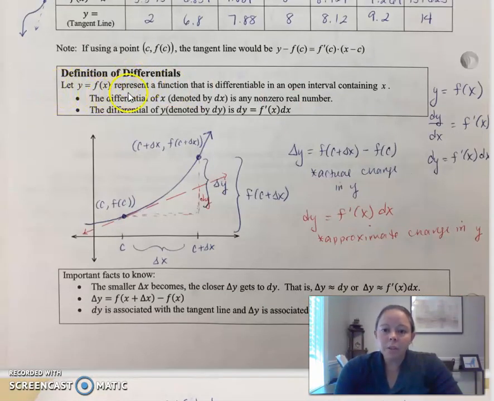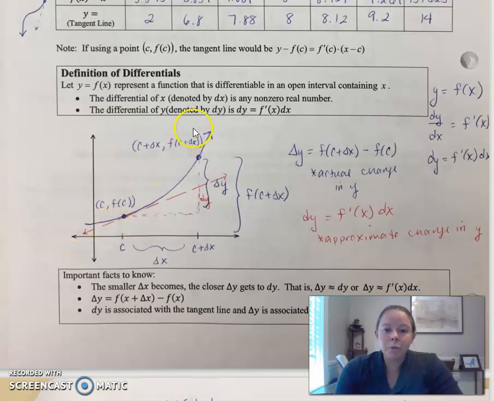Okay, so the definition of differentials. Let y equal f of x represent a function that is differentiable in an open interval containing x. Remember, the word differentiable means you can find the derivative of it. The differential of x, denoted by dx, is any non-zero real number. The differential of y, denoted dy, is dy equals f prime of x dx. So what on earth are they talking about here?